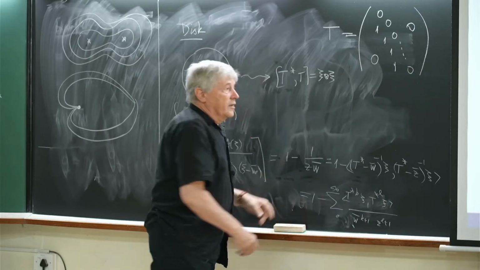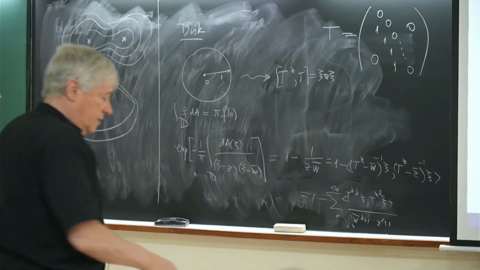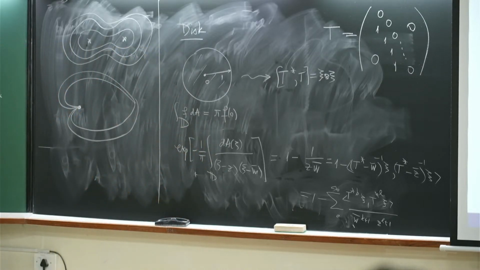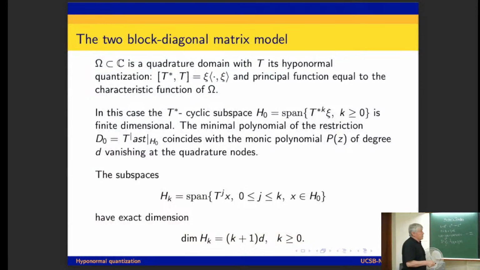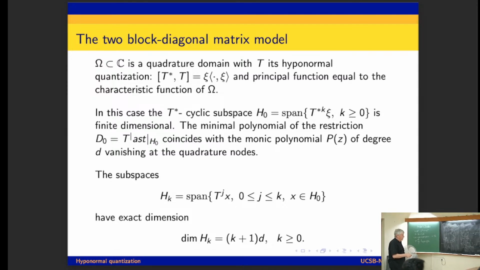Well, it happens that in general, there is a model, a triangular model, which is exactly like this. So we start with an arbitrary quadrature domain. The principal function is equal to the characteristic function of it. And being a quadrature domain means that this cyclic space is finite dimensional. This counts how many nodes you have in the quadrature, the dimension of this space. The minimal polynomial is the restriction of this operator.